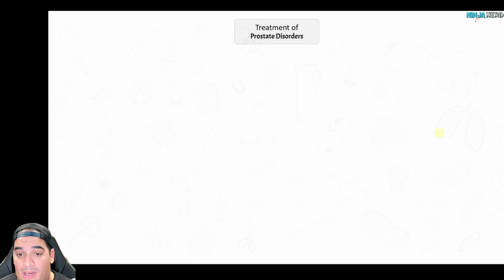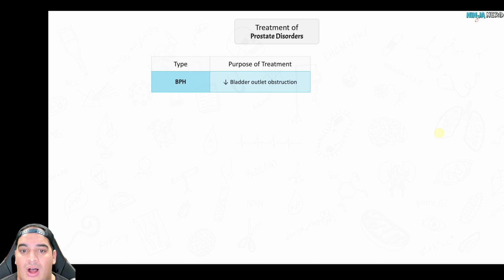Now, in a patient who has a prostate disorder such as BPH, a lot of different treatments can go into this. One of the big things to remember is that oftentimes we're trying to decrease the obstruction of the bladder outlet so that they can eliminate their bladder and not develop lower urinary tract symptoms. That's the biggest thing. We also want to prevent complications such as post-renal AKI or urinary tract infections. So how do we do this?